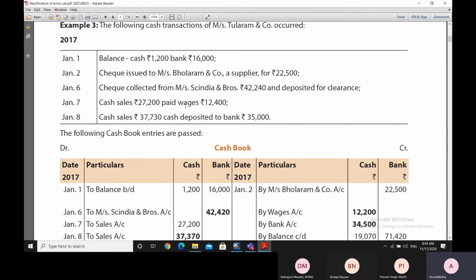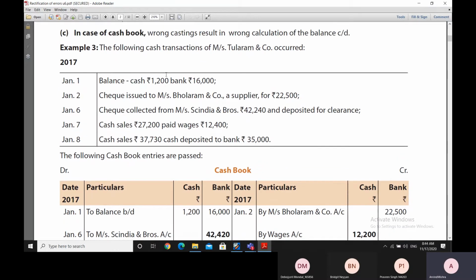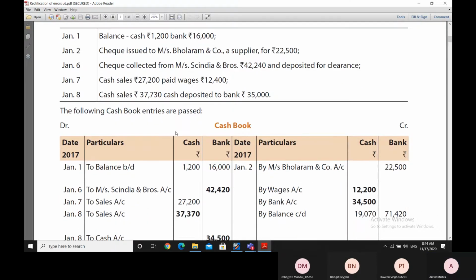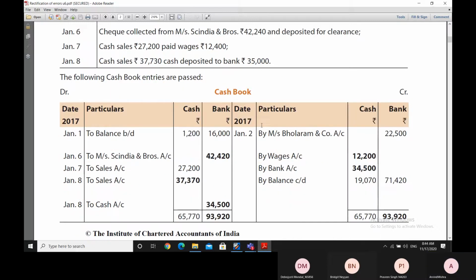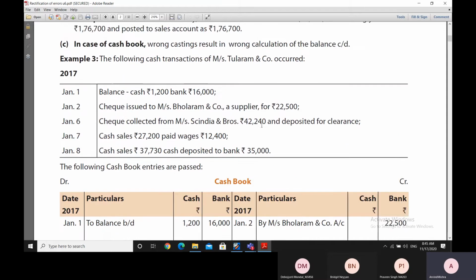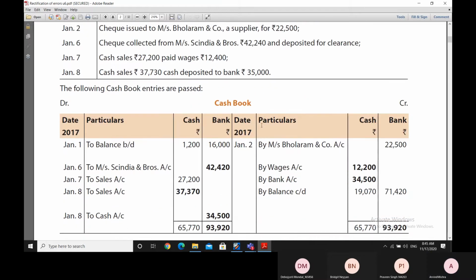Now let us say, for example, in the case of Messrs. Tularam and Company, let us take this example 3. These are the transactions from January 1 to January 8. On the basis of these transactions, the cash book has been cast by making the entries in the cash book. As you can see, there is a cash column and there is a bank column.